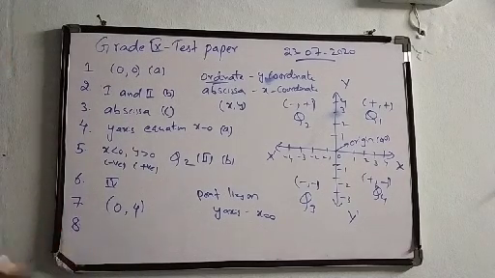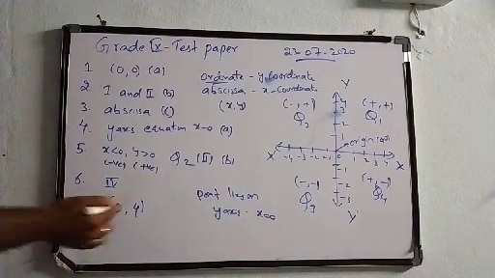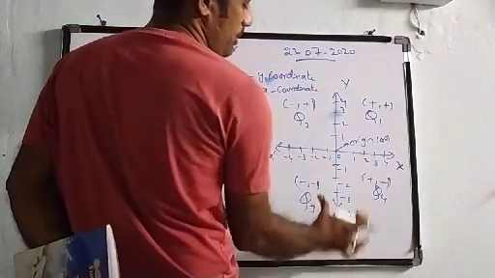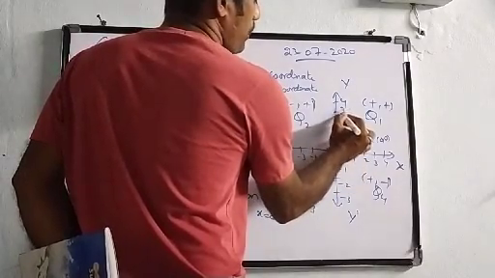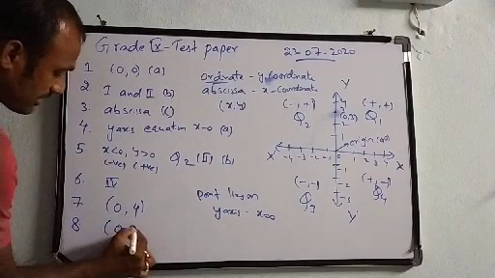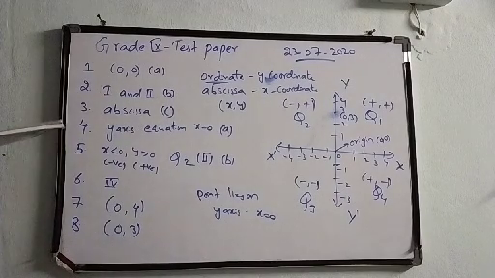So coming to 8th question. Write the coordinates of the point which lies on y-axis, which is at a distance of 3 above the x-axis. So this is above the x-axis, this is below the x-axis, above the x-axis, which is 3 units away. So this point we can denote it as 0, 3. Next, coming to 9th question.